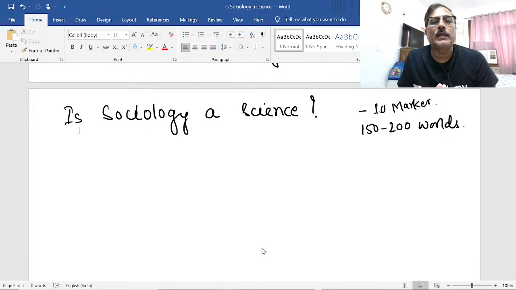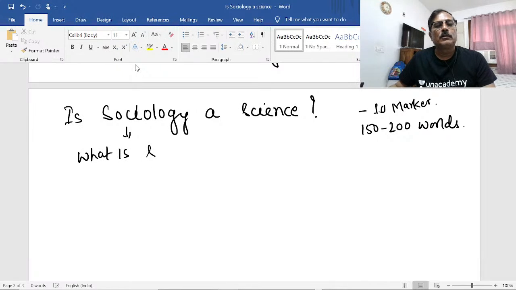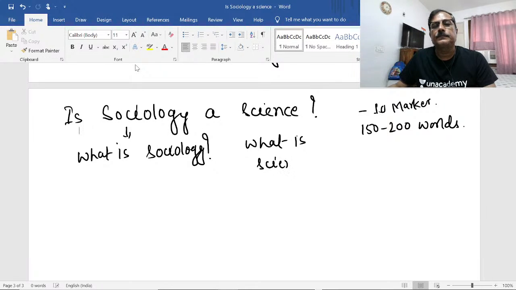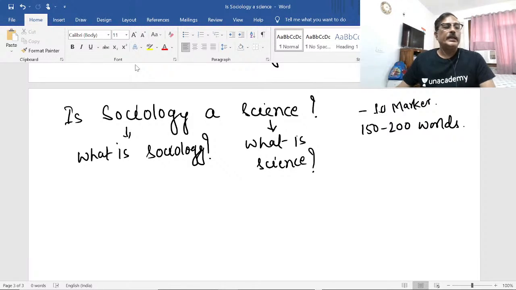So as I said, first we'll try to understand the concepts that are inherent in a question. Here we need to decipher, unfold two concepts. One is, what is sociology? And second, what is science? Unless we are clear about what is science, it would be difficult to explain whether sociology is a science or not. So first we'll see the evolution of the term science.